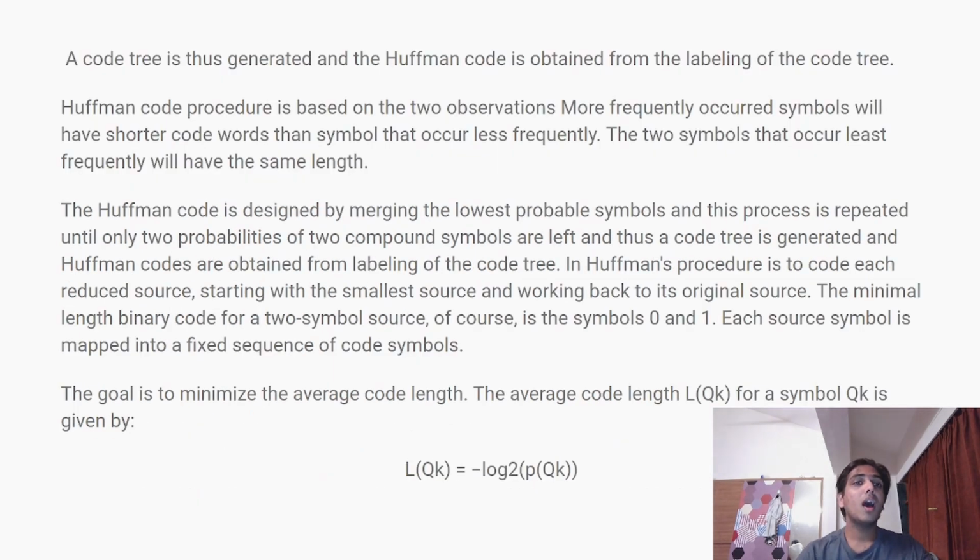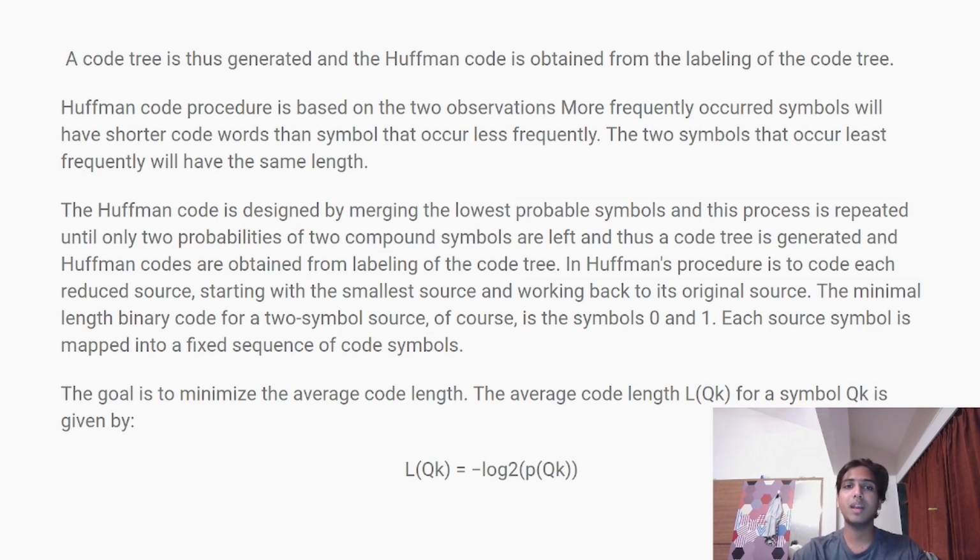Moving forward, a code tree is thus generated and the Huffman code is obtained from the labeling of the code tree. Huffman code's procedure is based on two observations. A more frequently occurring symbol will have a shorter code word than a symbol that occurs less frequently. The two symbols that occur least frequently will have the same length. These are the two common procedures and observations which we see in the Huffman code.